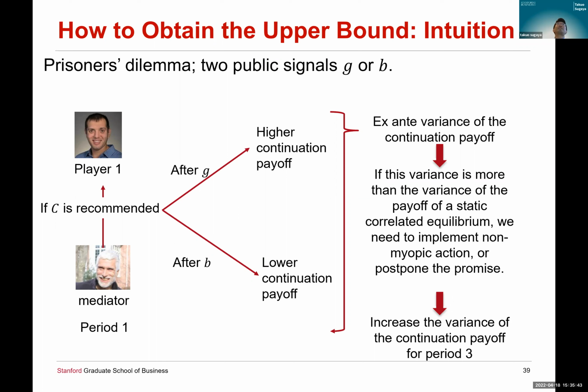And if we recursively apply this, we get a lower bound of the variance in the future. Since everything is bounded in this environment, this variance cannot explode without a bound. And that requirement, that a lower bound of the variance cannot go to infinity, gives us an upper bound of the equilibrium payoff. So that's the intuition. A formal proof, I'm gonna skip it.